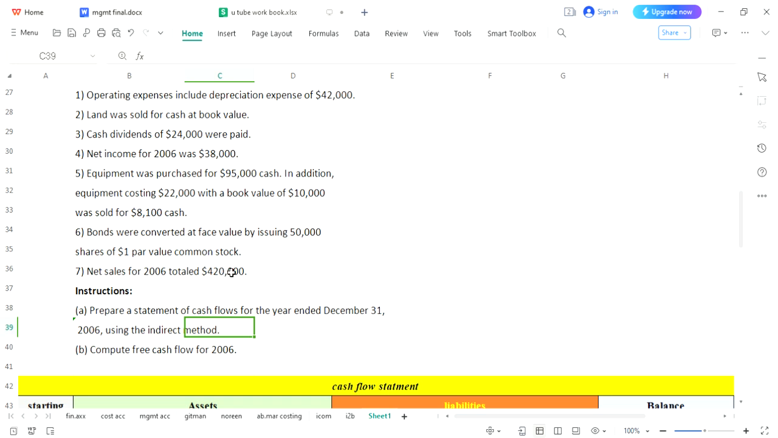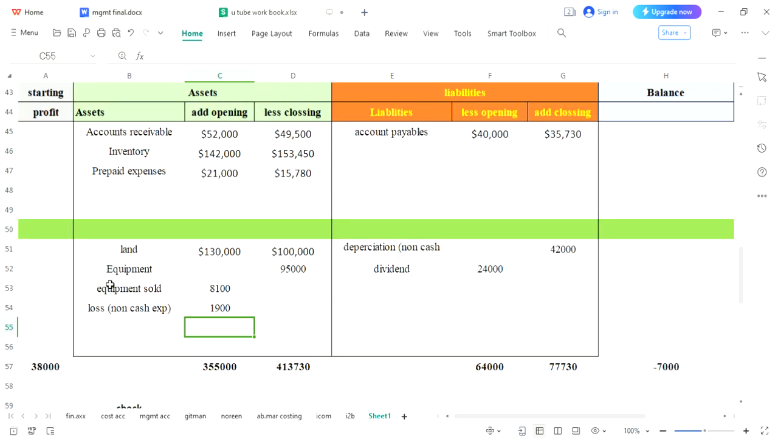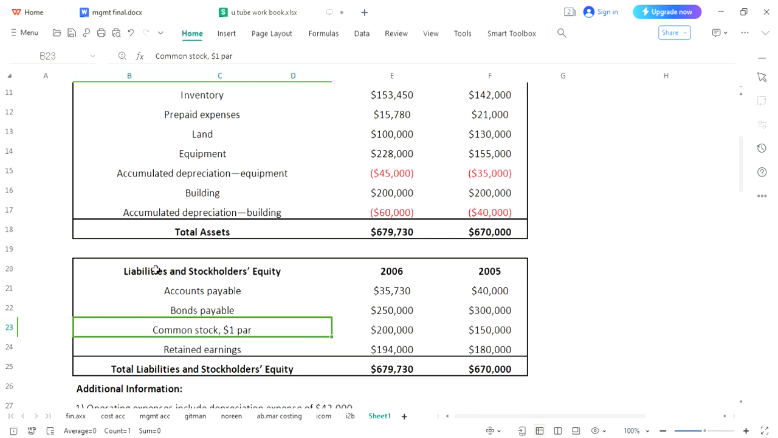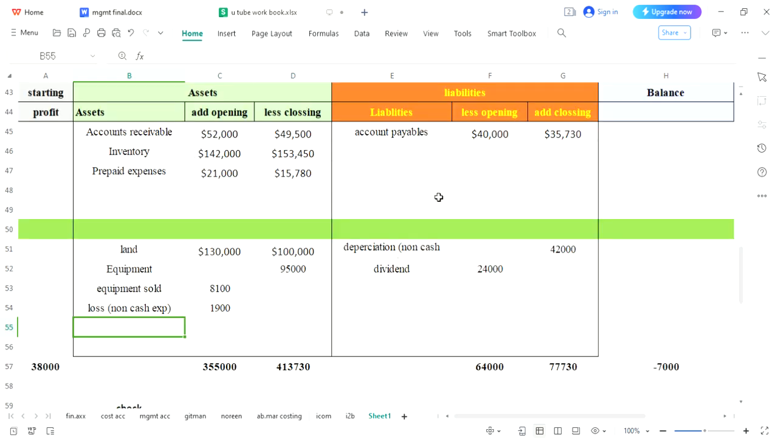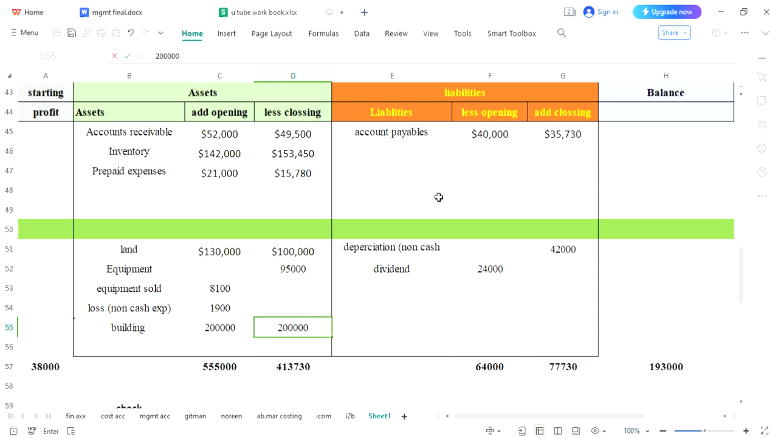Net sales, cash has been received, but this net sales has already been adjusted to calculate your net income. So there will not be any effect for net sales as well. Number 7 is gone. It means everything has been posted. Look here: land already adjusted, equipment already adjusted. Now the building is 2 lakh and 2 lakh. There is no benefit of writing it over here, because 2 lakh is opening and 2 lakh is closing, so there should not be any effect.